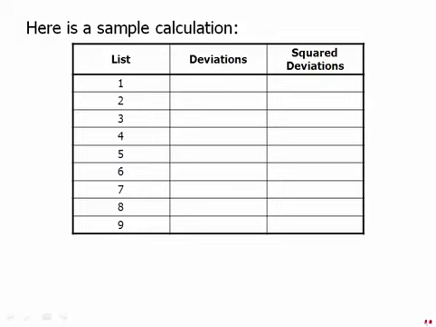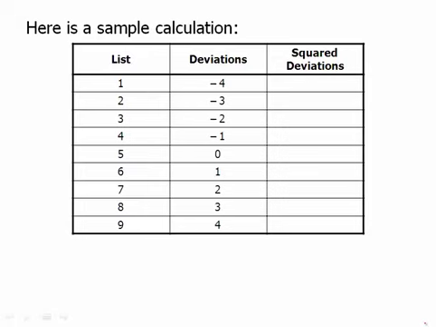Okay, so now we'll do a sample calculation. We'll start with a very simple list, just the integers from 1 to 9. So this is a nice symmetrical, evenly spaced list. Of course, the number in the middle, 5, that would be both the mean and the median of this list. So we have the mean, so it's easy to figure out the deviations. To get the list of deviations, I'm just going to take list number 1 and subtract 5 from every number on the list. So 5, of course, has a deviation of 0.